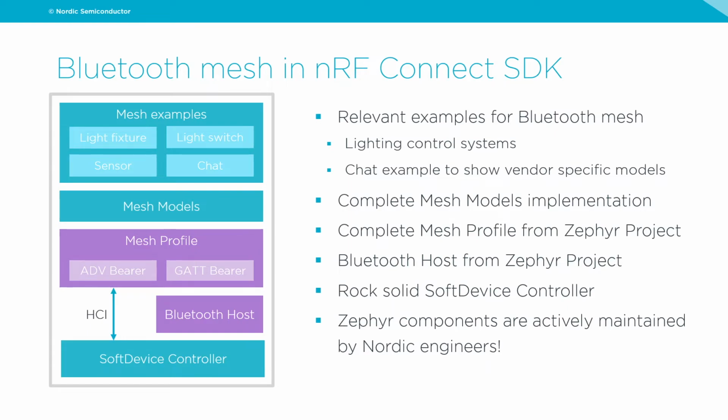Starting from the top with the examples, we provide a set of relevant examples for Bluetooth Mesh. You should recognize the fixture, the switch, and the sensor from the example I showed earlier when I talked about the models. And there's also a chat example, which is made to show how to implement vendor-specific models. Those are models that are not specified by the Bluetooth SIG. They're models that you want to implement if you have a use case which is not defined by the Bluetooth SIG. It basically allows you to transmit any type of message that you want. You define it yourself. It's very similar to wireless UART.